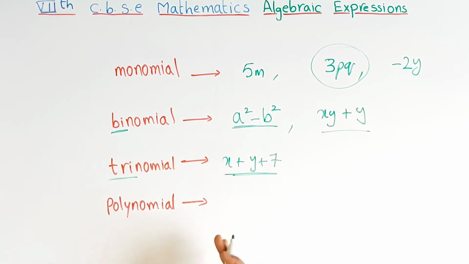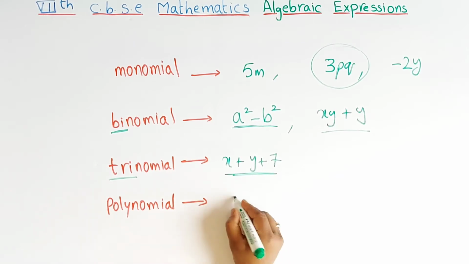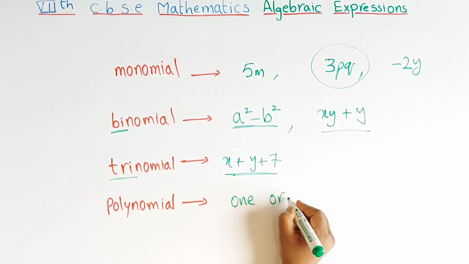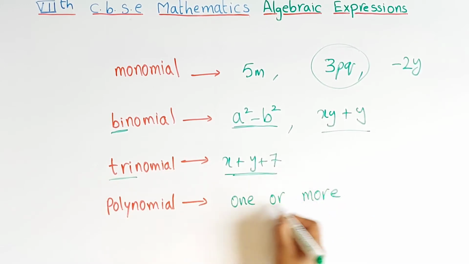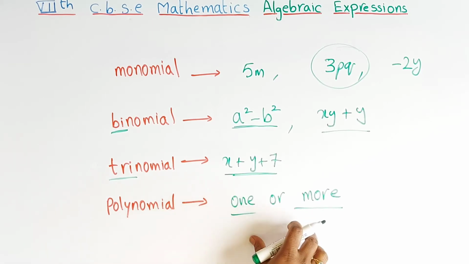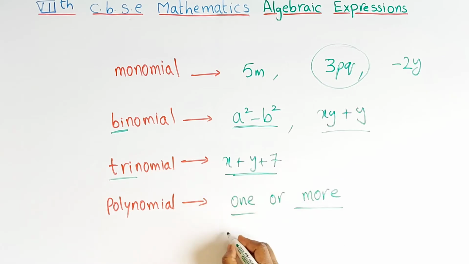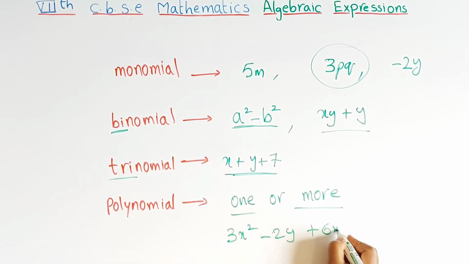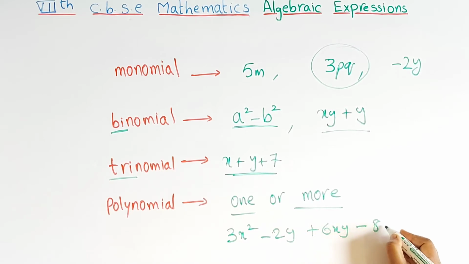Polynomial. What is a polynomial, children? An expression that has one or more terms, a combination of one or more terms, is called a polynomial. For example, 3x square minus 2y plus 6xy minus 8y square. See, we have many terms. This is a polynomial. Right, children?